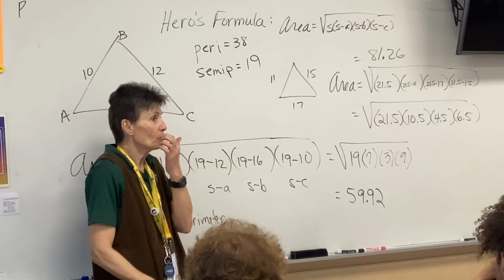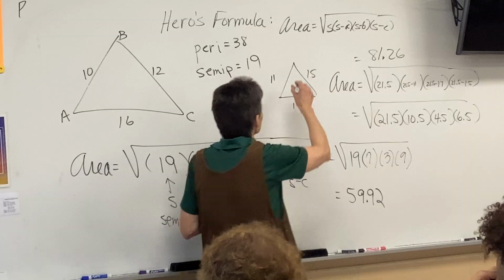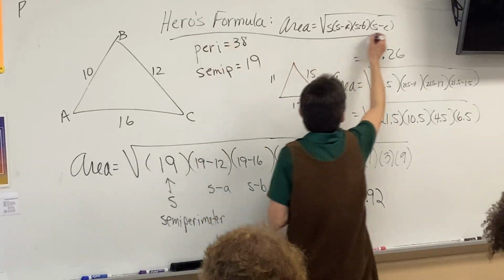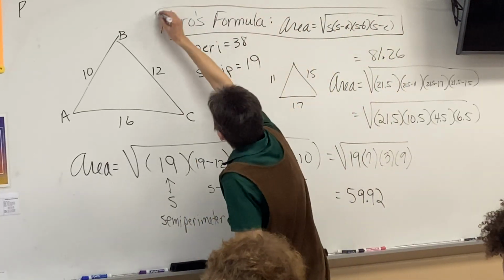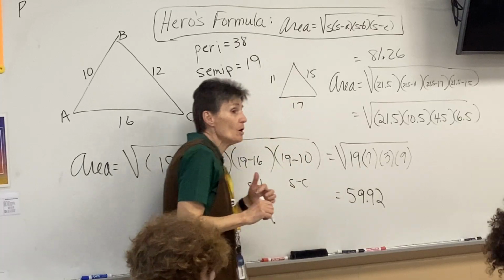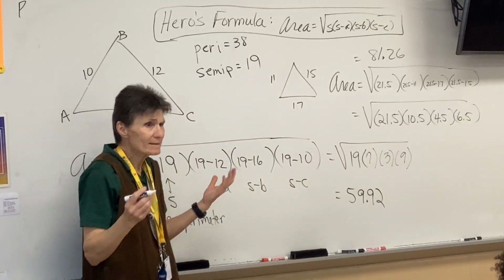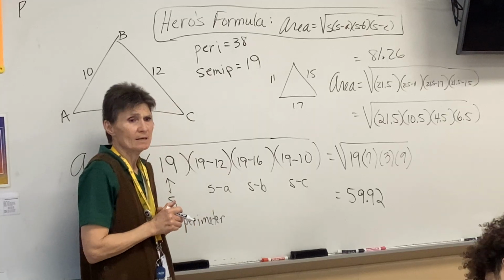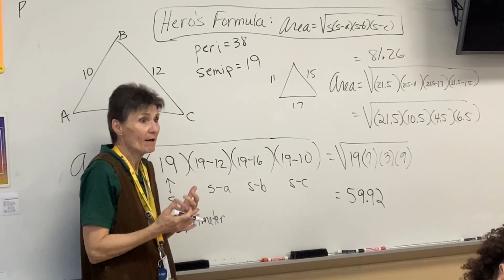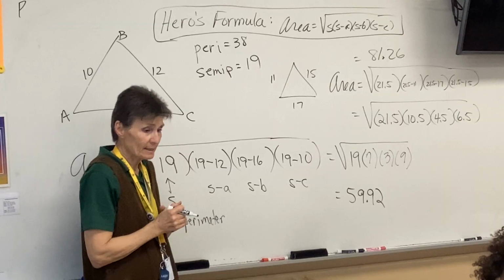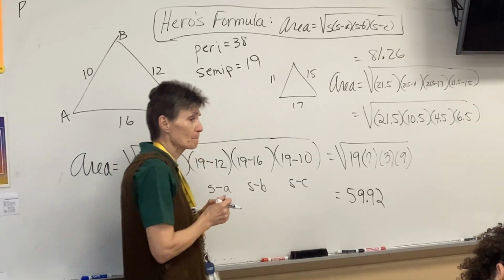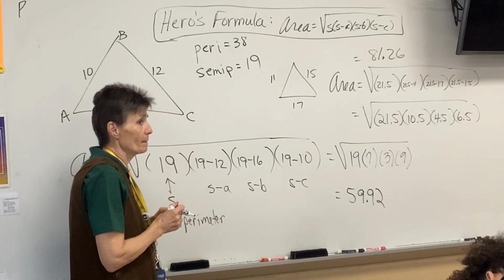All right, so on your reference sheet, feel free to add Heron's formula and any notes that you need to remind you. What does S stand for? S is the semi-perimeter, and S is half the perimeter. Add that to your reference sheet. Heron's formula.